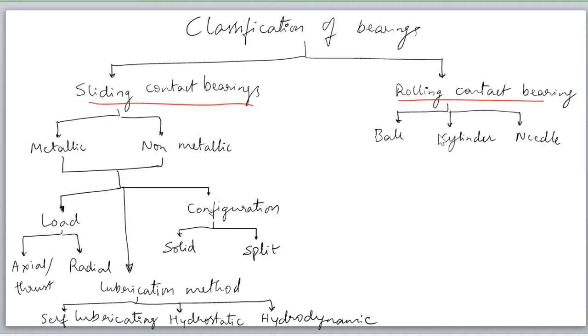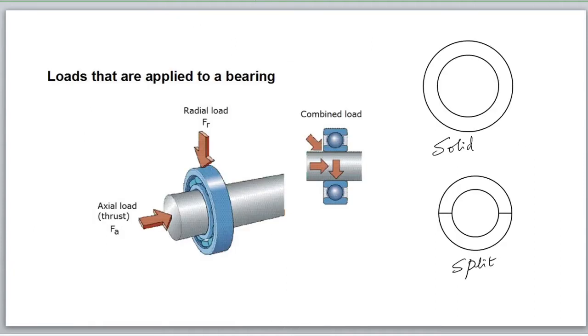Now these rolling contact bearings are further classified based on the rolling elements, that is ball, cylinder, and needle. And now coming back to sliding contact bearings, the sliding contact bearings are further classified into metallic and non-metallic, and again they are further classified based on the load, lubrication method, and the configuration. Now if we look into the classification based on load, it is further classified into axial or thrust bearing and radial bearing. So now we will see what is axial and radial.